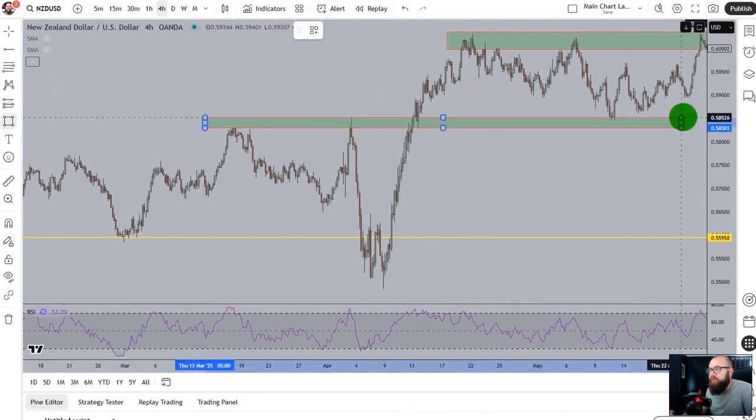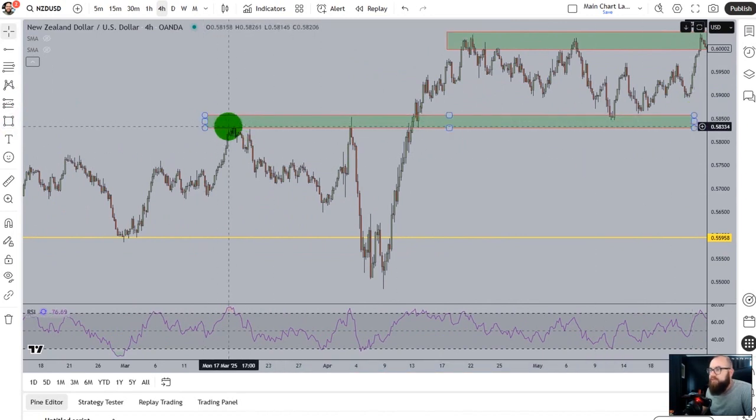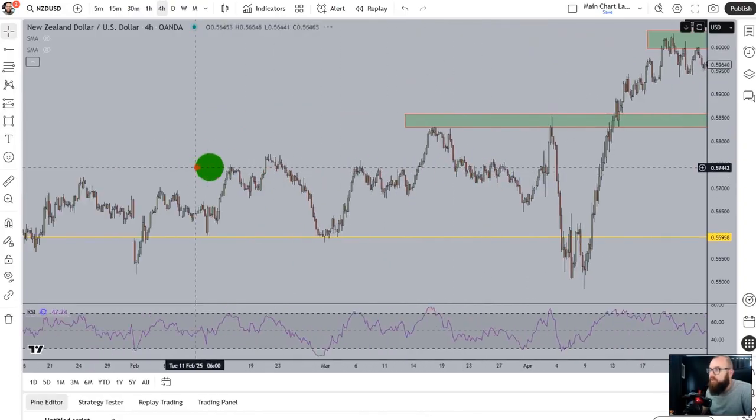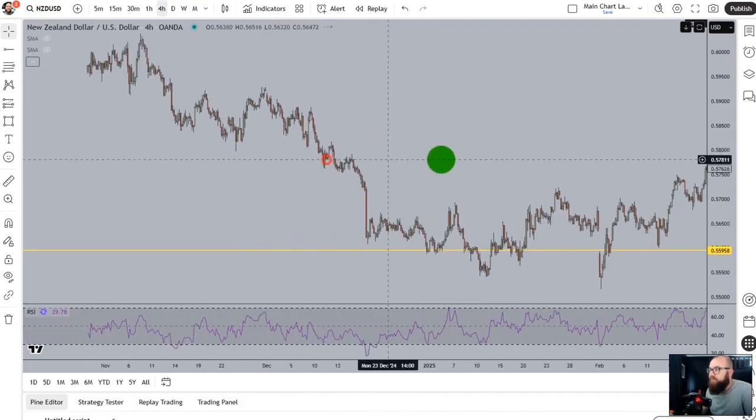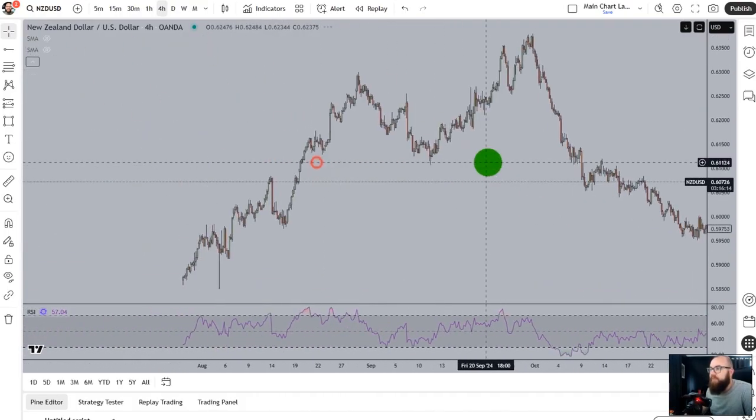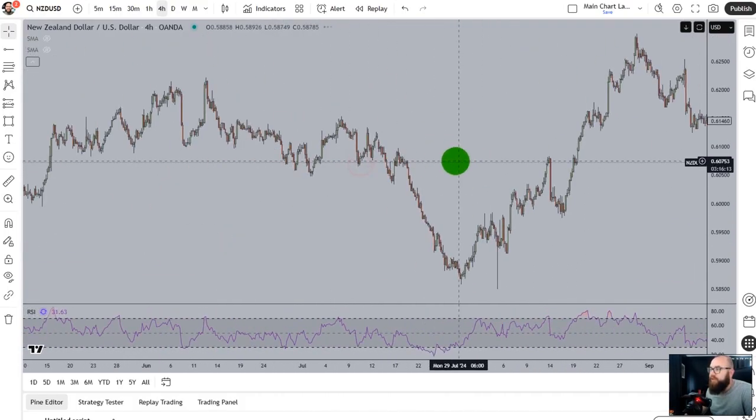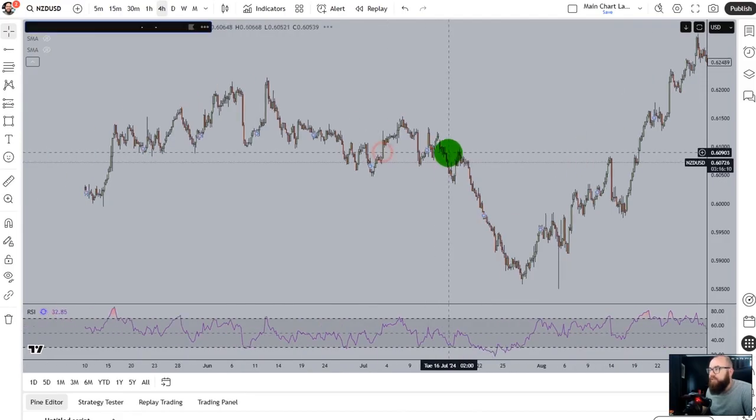Okay, same here. Let's draw our horizontal resistance. So resistance, resistance, price breaks above, support. This stuff works. It's obviously not guaranteed, but you'll see it in every financial market on every time frame.